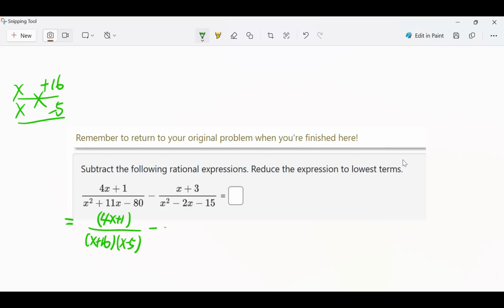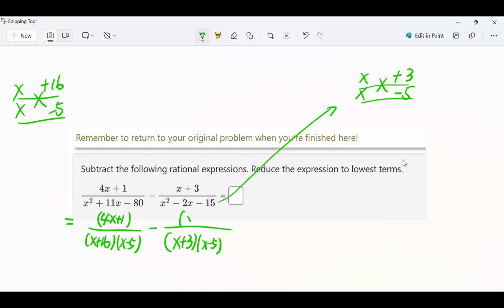First term, second term, this one. x, 3 and 5. The difference is 2, so minus 5 and 3. And it will be x adding 3 and x minus 3.